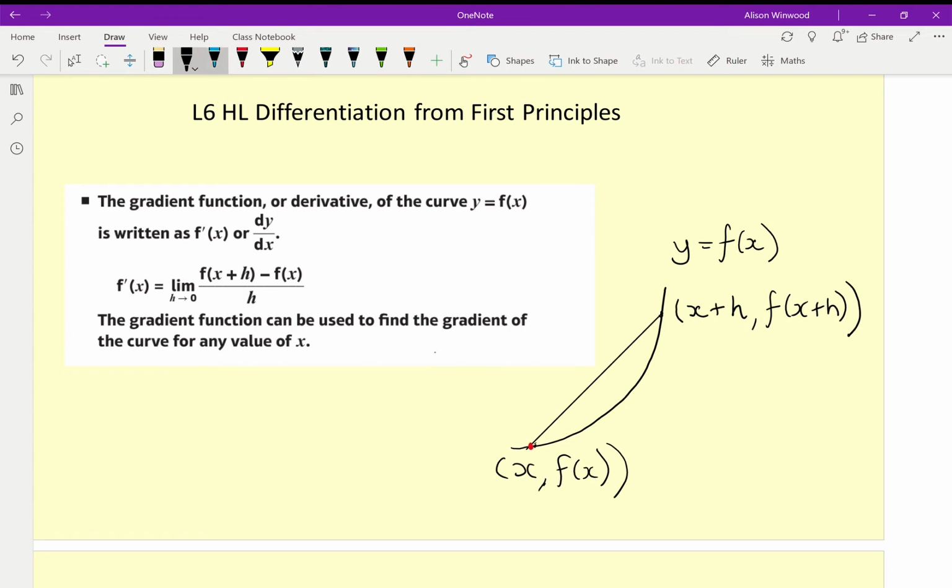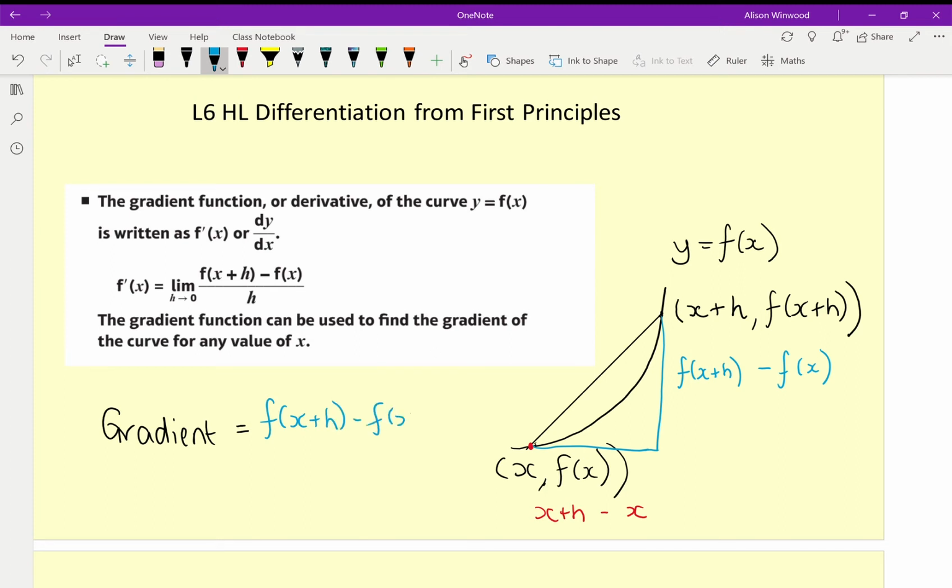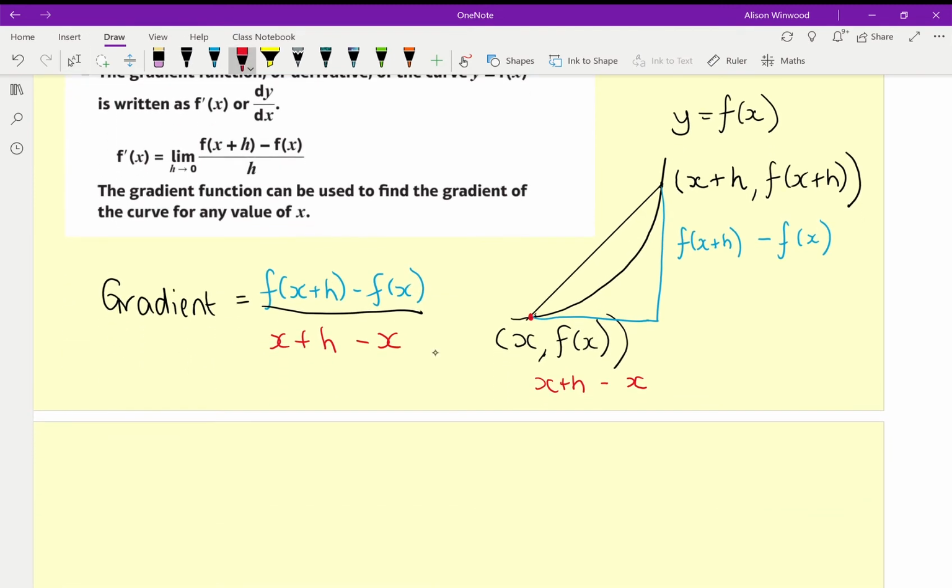The gradient of any straight line is the rise divided by the run. So the rise is the change in the y values, so the greater y value minus the lesser y value, and the run is the change in the x values, so the higher x value, x plus h, subtract the lower x value, x. So what we know about gradient is that it's the change in the y values divided by the change in the x values. Now our problem with this is that we don't know what this h is. So how can we work out anything more detailed?